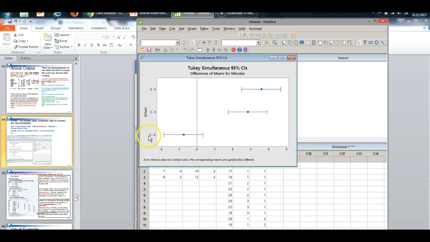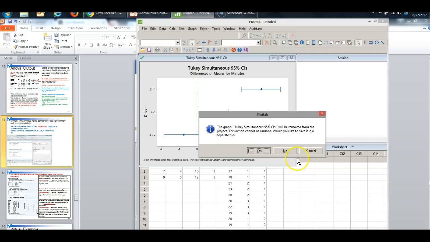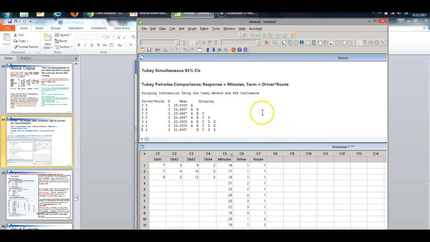So, is there a difference in driver 2 versus 3? No. Is there a difference between 2 and 1? Yeah. 2 minus 1 is positive. I don't know what that means. We'll just have to see. All right, so this is good.